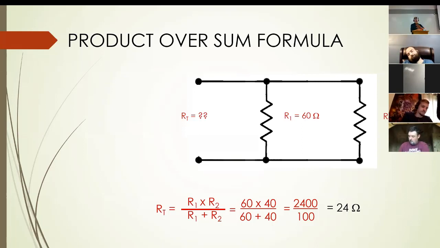When you combine them in series, the number is always higher than the highest one. When you combine them in parallel, the number is always lower than the lowest one. So our lowest one was 40, but when you combine them together, we're actually getting less resistance for that circuit. So as I add resistors in parallel, the total resistance is going down for the circuit.